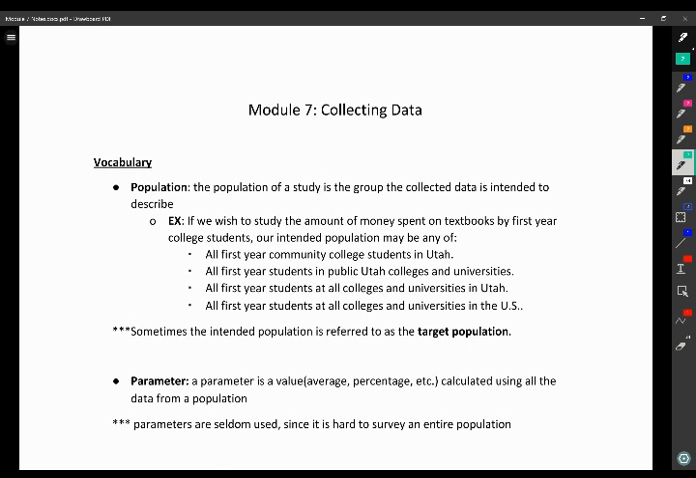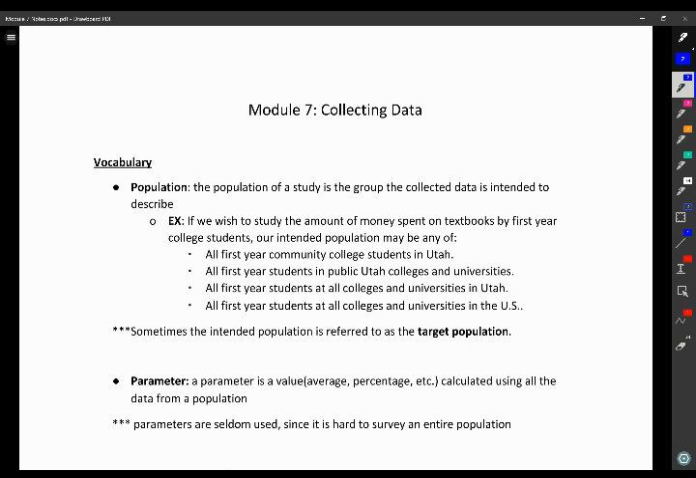So Module 7 is on collecting data. I'm not going to go through every single part of this because you will be bored out of your mind, but for the most part, there's a lot of vocab. So make sure you read through and understand what it's asking you to do. For the most part, it is just a lot of vocab.